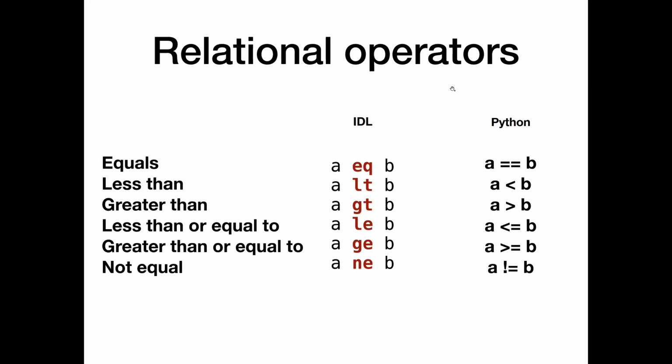And of course, the relational operators are different. In IDL, it's EQ, LT, GT, LE, GE, and NE: equal, less than, greater than, less than or equal to, greater than or equal to, and not equal to. And in Python, it's like it is in most other programming languages: equals equals, less than, greater than, less than or equals, greater than or equals, and not equals.